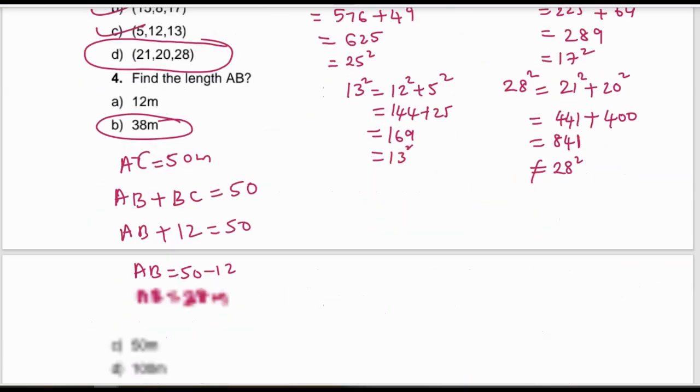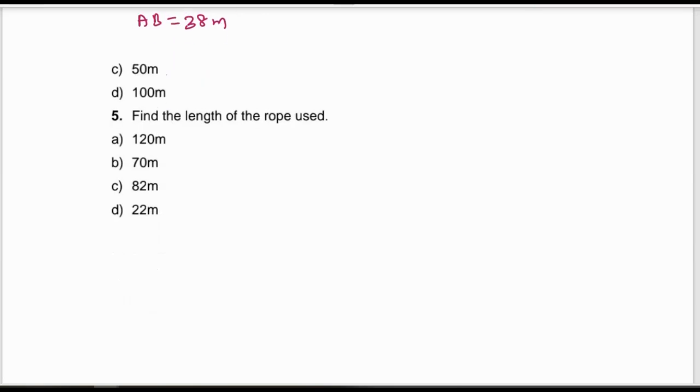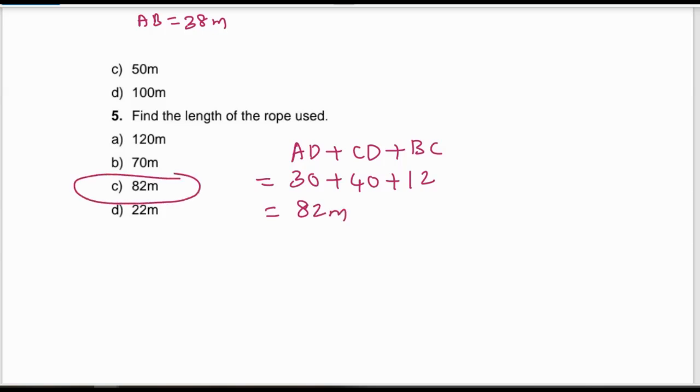So we have to find the sum of these three. It is AD plus CD plus BC. So first one is 30, second one is 40, third one is 12. So it will be a total of 82 meters. So the length of the rope was 82 meters.